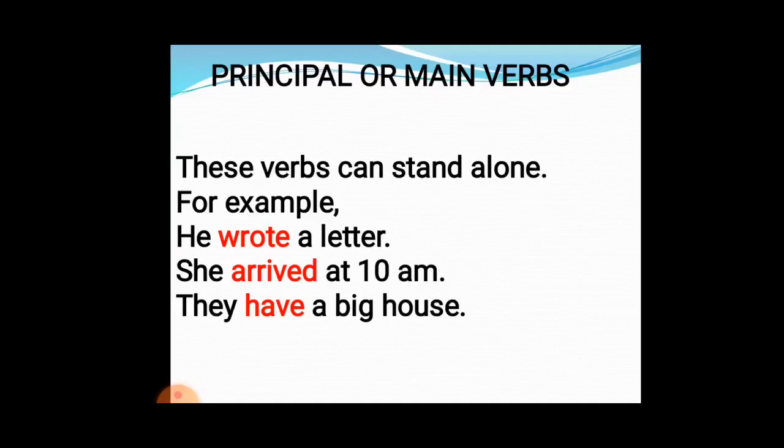Now these verbs can stand alone. They are called main verbs, so they can stand alone. For example, he wrote a letter. She arrived at 10 a.m. They have a big house. So here these verbs, wrote, arrived, and have, are main verbs.